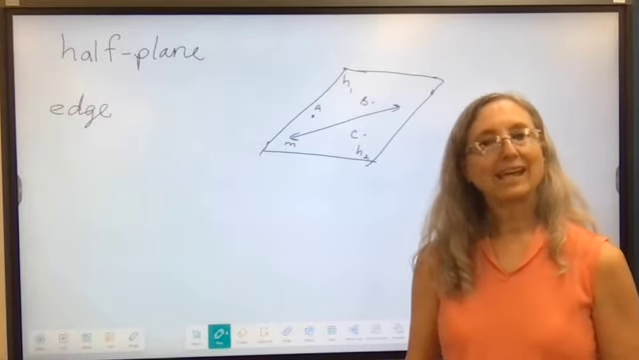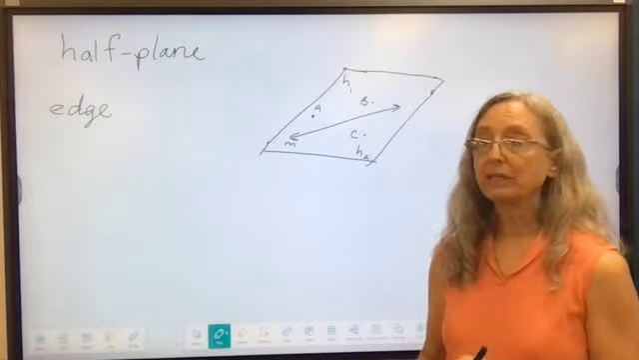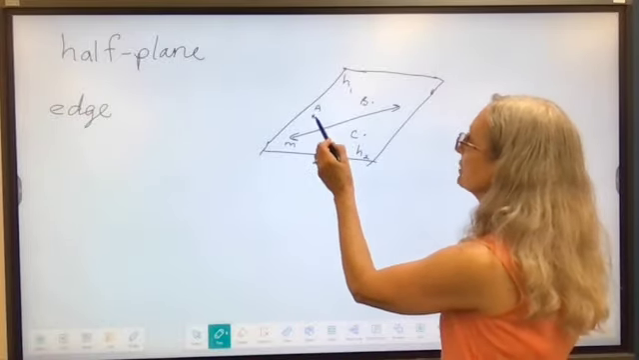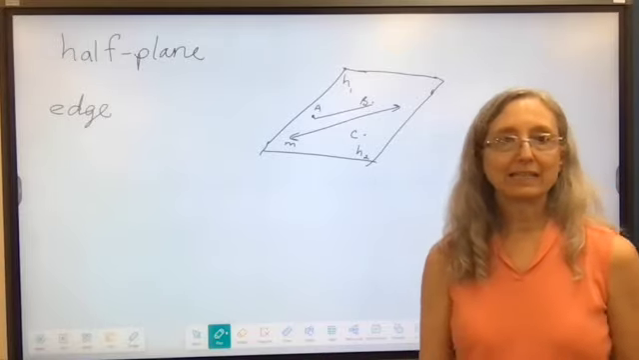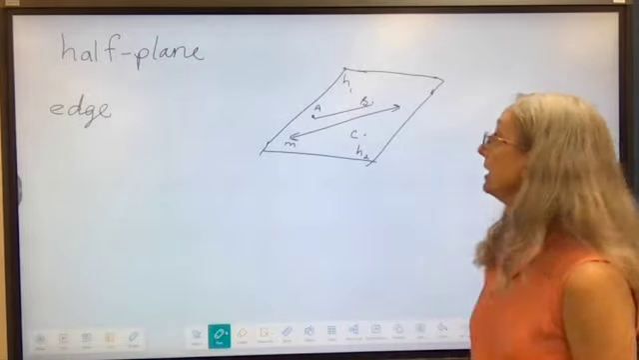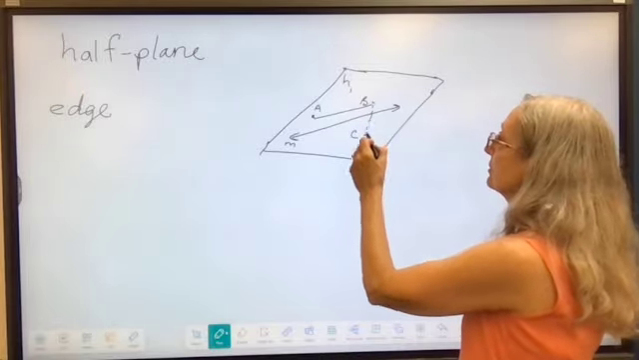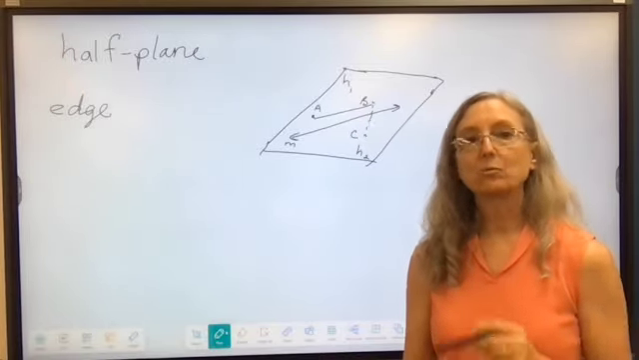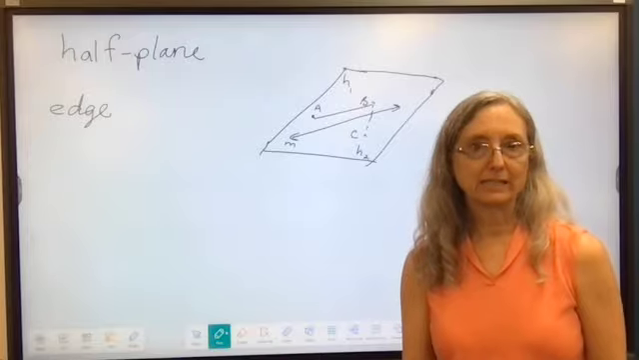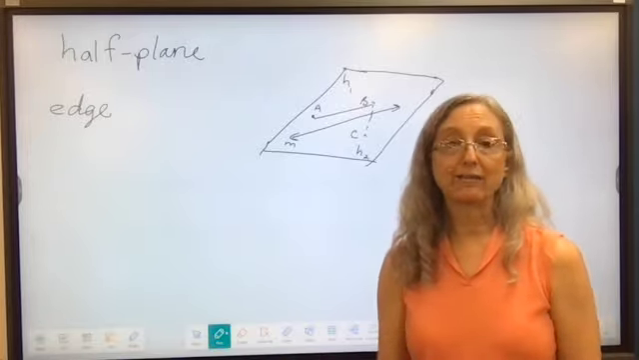Notice points A and B are on the same half plane, so therefore the segment joining them would also be in the same half plane. B and C are on opposite half planes, so if I drew a segment connecting those, they would intersect line M because they are in the two different half planes.